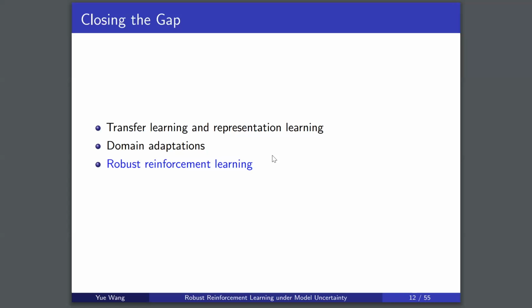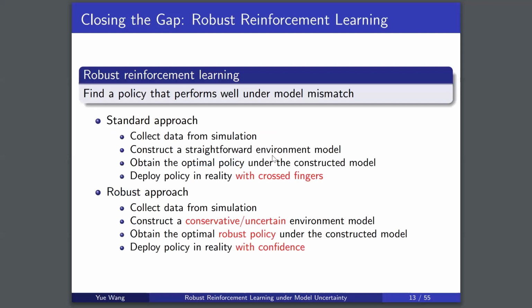There are many potential methods to close this gap. For example, we can use transfer learning, representation learning, or domain adaptation. The idea of these methods is to first learn a concrete representation of the training environment and transfer such knowledge to the real environment, and hence learn a policy that will perform well in the real environment. But during my PhD studies, I mainly focused on closing this gap by the robust reinforcement learning approach. The goal of robust reinforcement learning is to find a policy that performs well under the model mismatch.